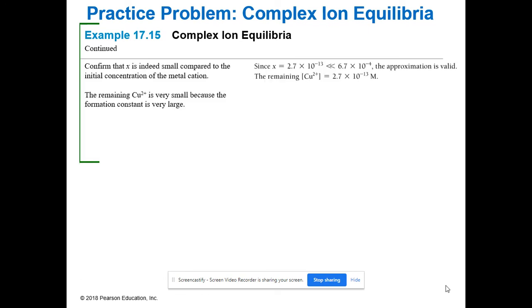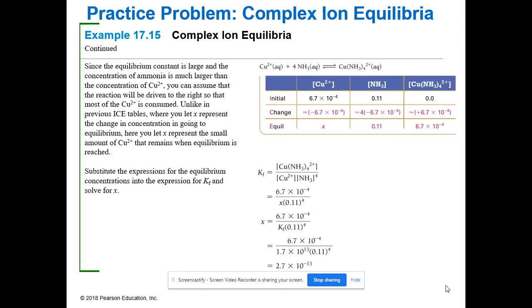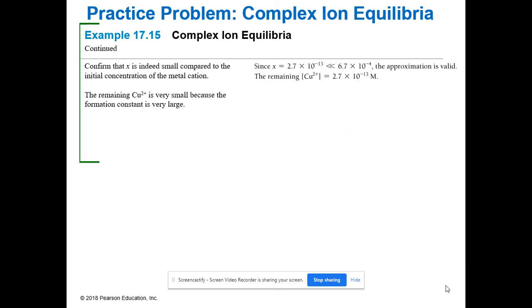You can go back and check. As we said, that 2.7 times 10 to the negative 13th is much, much smaller than 6.7 times 10 to the negative 4th. So we made the x approximation. It works out. So the copper that is remaining is 2.7 times 10 to the negative 13th. That makes sense. Our copper concentration has to be extremely small because our formation constant was very large. Our formation constant was times 10 to the 13th. So it was a very large number.